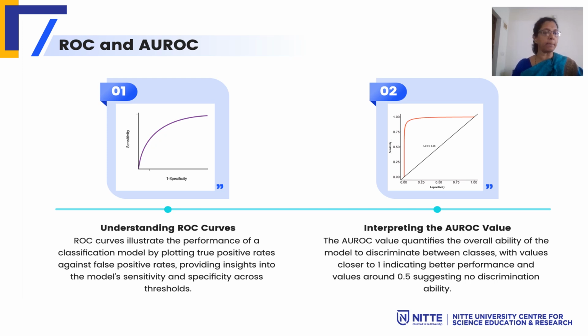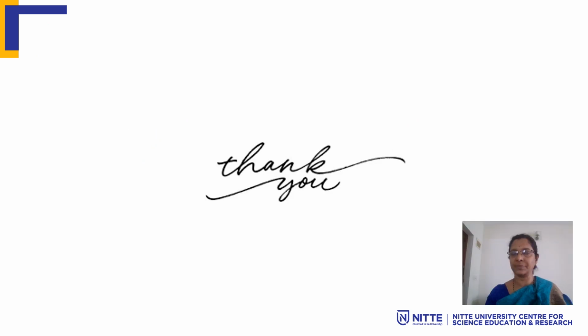How do we interpret the area under the ROC value? The area under the ROC value quantifies the overall ability of the model to discriminate between classes, with values closer to 1 indicating a perfect model, whereas values around 0.5 suggest no classification ability. These are some of the measures used to evaluate a typical machine learning model. Thank you.